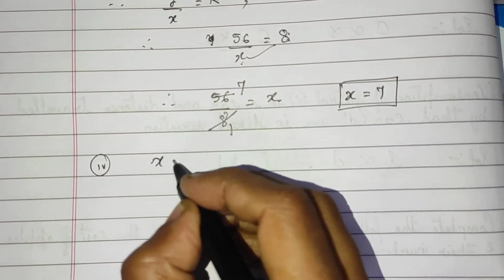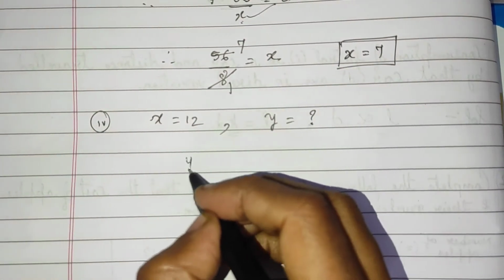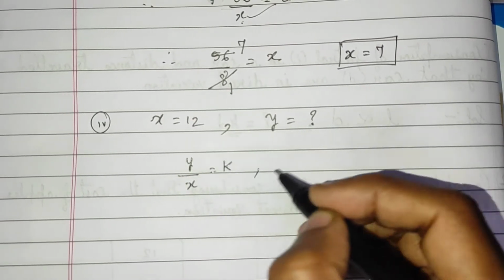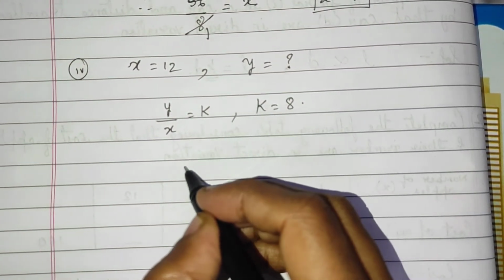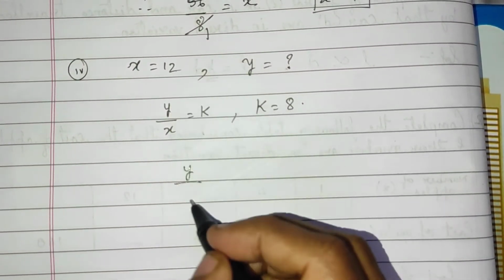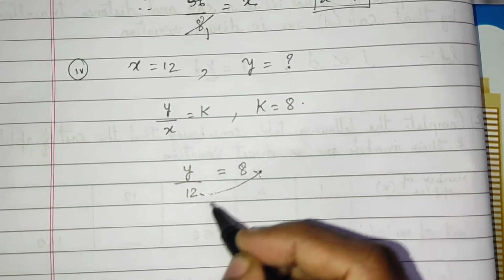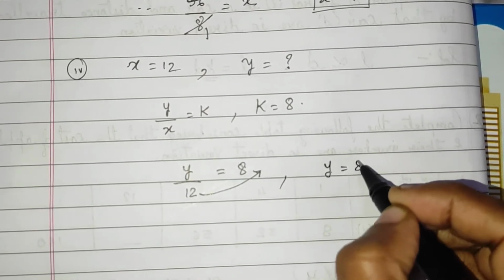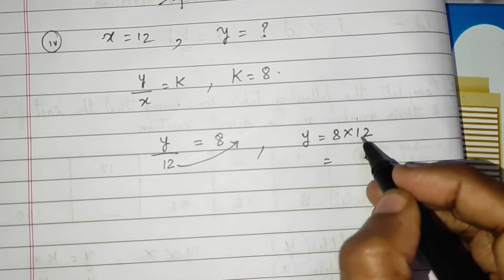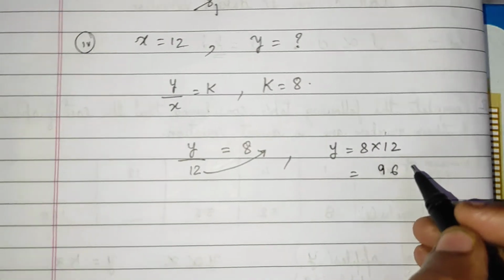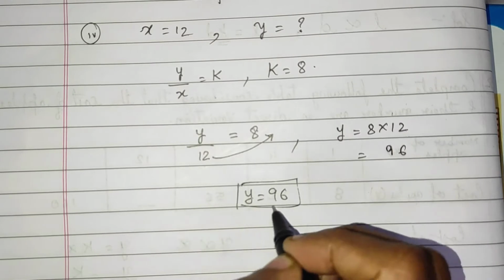Here we have x is equal to 12 and y is missing. So again y upon x equals k, where k is equal to 8. So y is missing, y upon 12 equals 8. So this 12 will go here, so that will be y is equal to 8 into 12. 8 twos are 16, 1 carry, 8 ones are 8, 9, 96. Value of y is equal to 96.